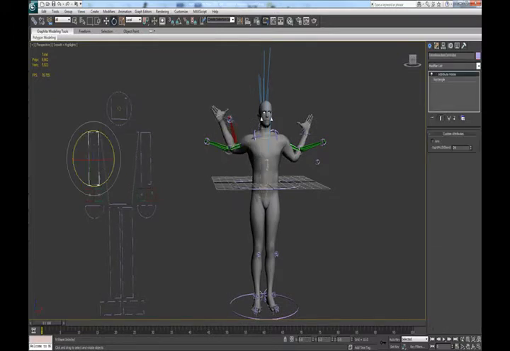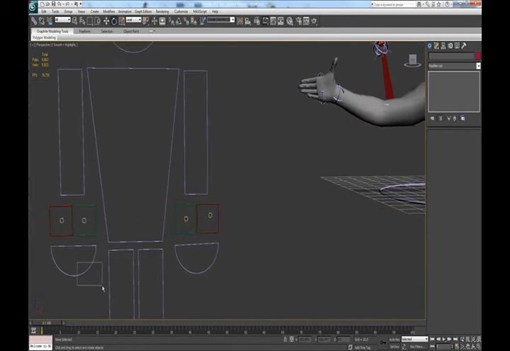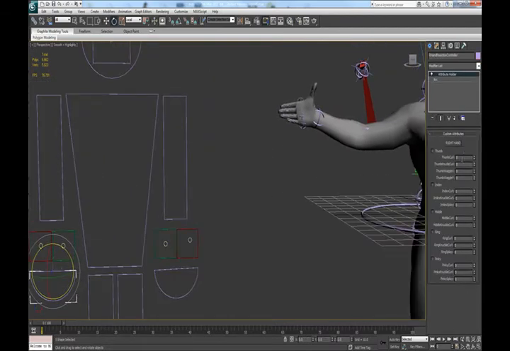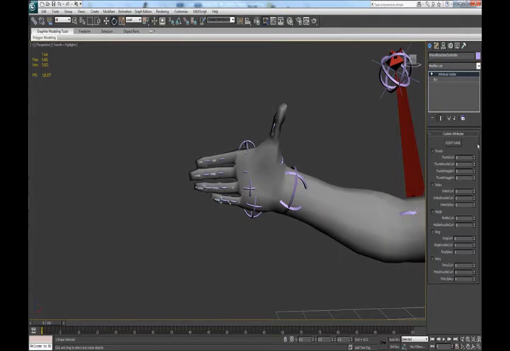The hands, they're controlled exclusively using the hand controls here, so we've got custom attributes set up for manipulating the hand. So we've got moving the fingers in and out, and splaying as well.